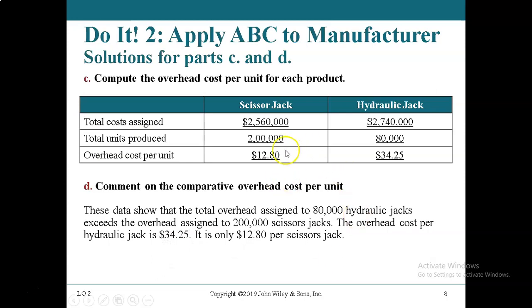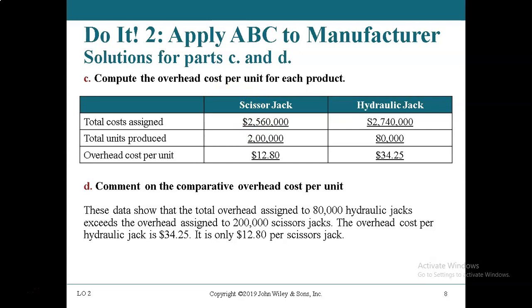Finally, we take the numbers. You can see here the total cost for scissor jacks was $2.56 million. And what if we make 200,000 scissor jacks? If you make 200,000 scissor jacks, then how much does it cost to make one scissor jack? $12.80. It's supposed to be 200,000 total units produced for scissor jacks.